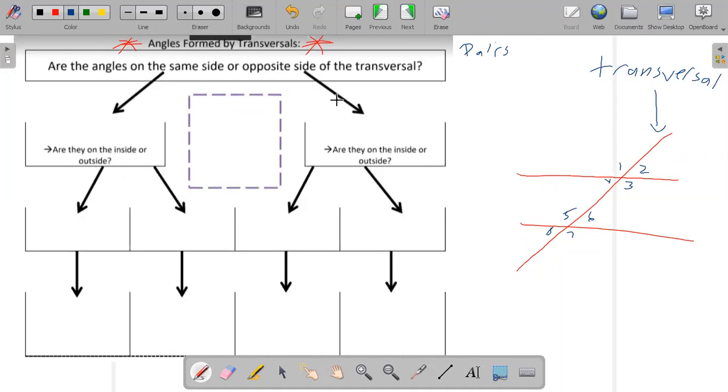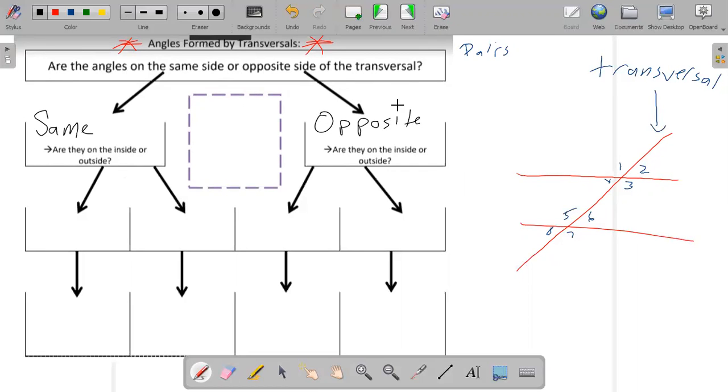Now the questions that you're asking is, are they on the inside or the outside? Okay. Actually, hang on. Time out. I'm reading this wrong. My fault. So the first question is, are the angles on the same side or the opposite side? So you either have the option of the same side, or you have the option of the opposite side.